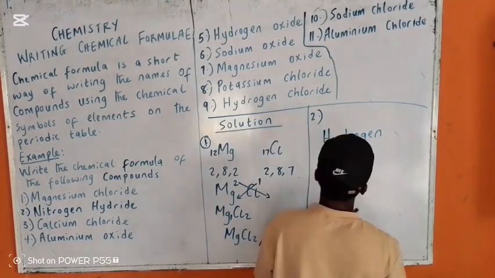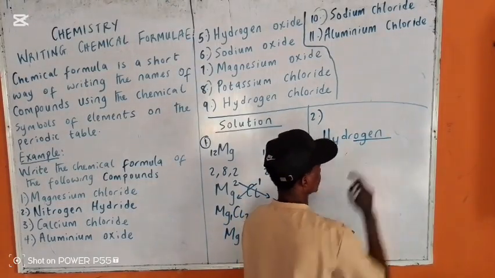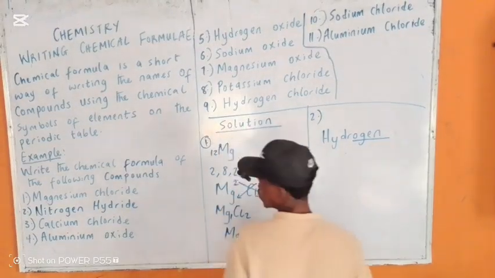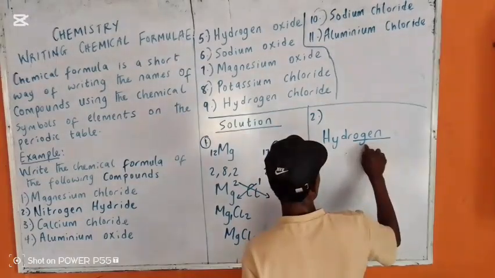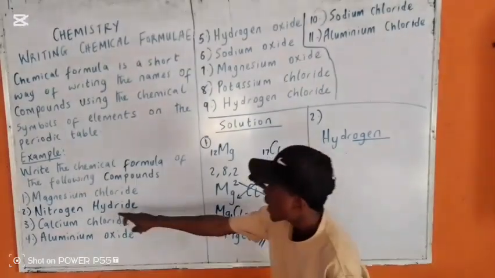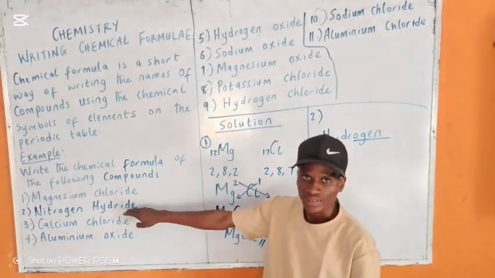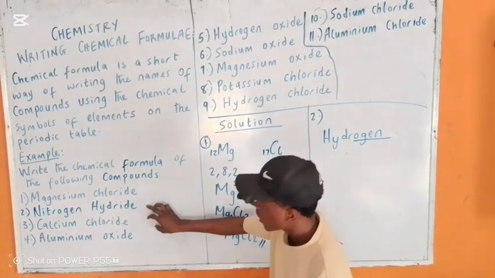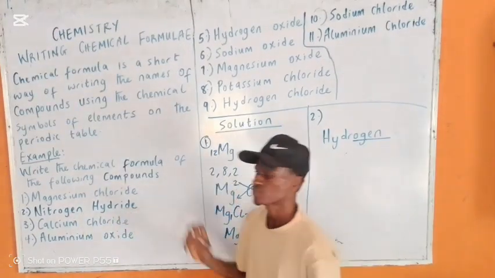So what happened here was that this OGEN, which is the suffix, when you combine with nitrogen, changes to what? IDE. So we have nitrogen hydride. It's no more nitrogen hydrogen anymore, because it's now a compound which is called nitrogen hydride.